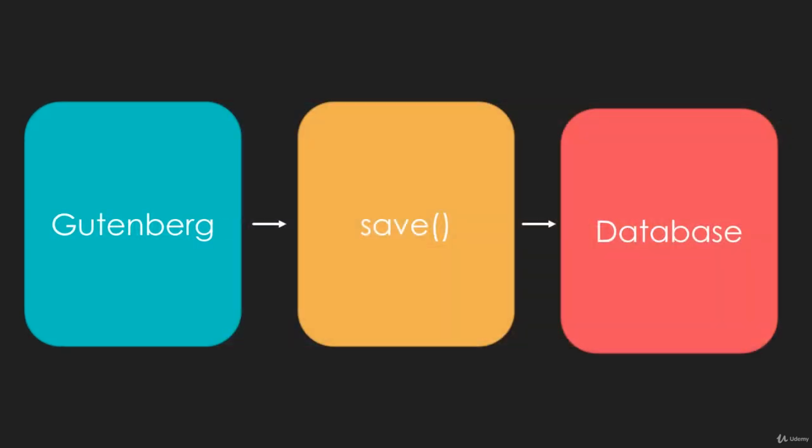Things change when the user clicks on Publish or Update. The save function is called, which does something similar to the edit function. It will run any code inside and return the processed HTML. This time, the processed HTML is sent to the database.